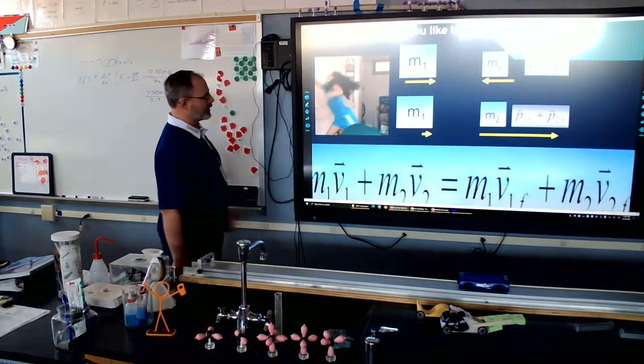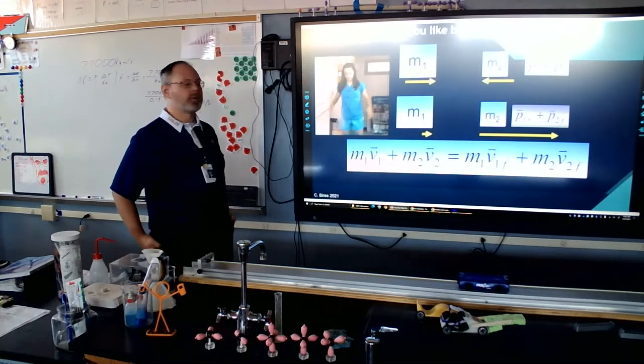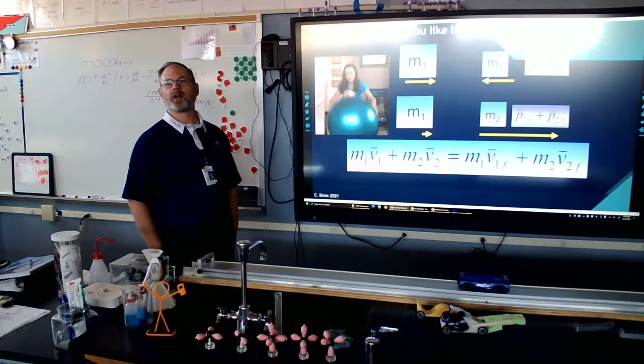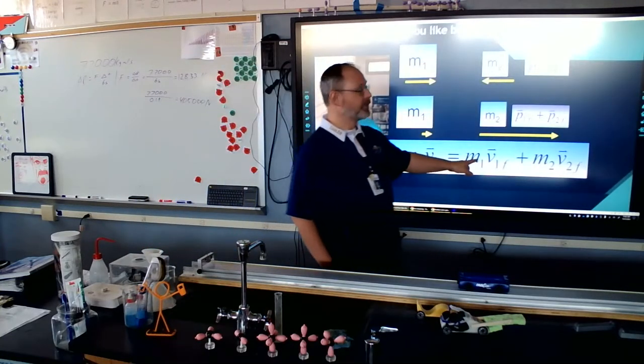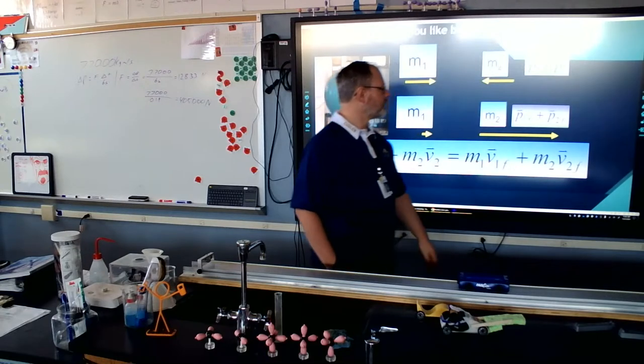And if you like big equations, then this is the equation for a two body collision. Momentum of the first body plus momentum of the second body equals momentum final of the first body plus momentum final of the second body.